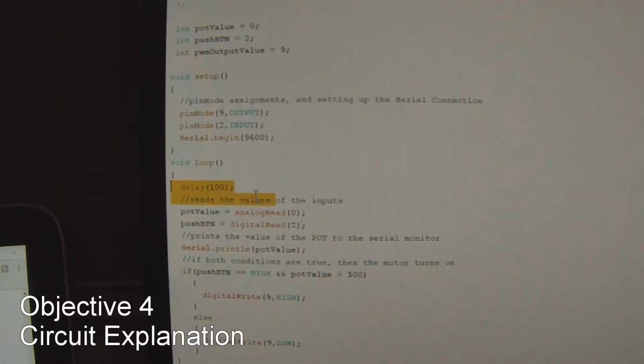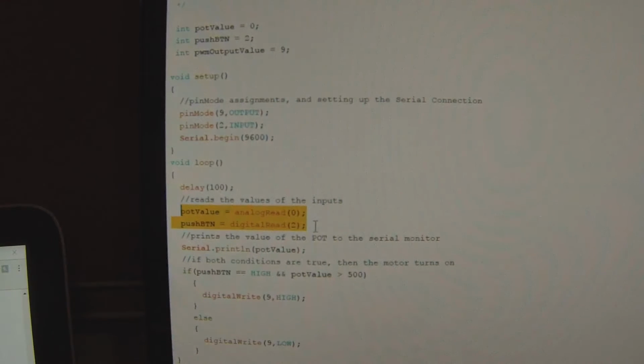After the delay of 100 milliseconds, the analog input from the potentiometer and the digital input from the push button are both read, and the potentiometer value is sent and read out in the serial monitor. If the push button is pressed and the potentiometer value is greater than 500, then pin 9 is written high. If either of those conditions are not met, the pin 9 output is set to low.